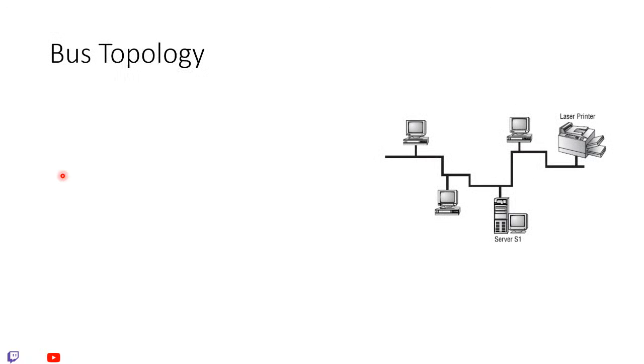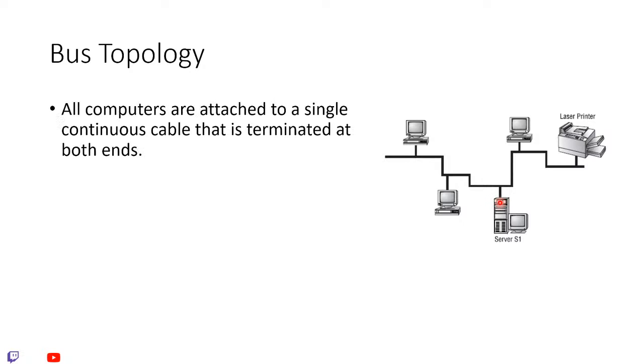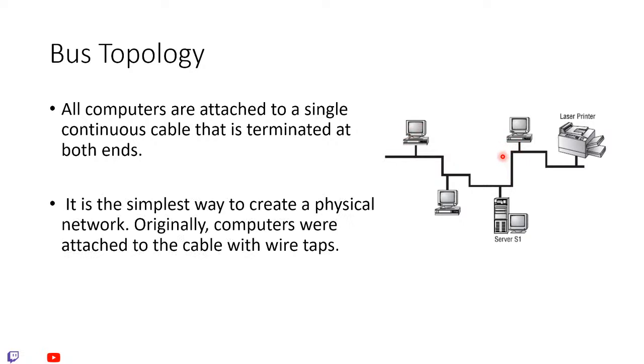So another one is bus topology. So the bus topology has one bidirectional medium. Okay, the laser printer, so this device can access this. Also, this computer can access this server as well. So all computers are attached to a single continuous cable that is terminated at both ends. So this is the continuous cable to which all the computers are attached. It is the simplest way to create a physical network. Originally, computers were attached to the cable with wire taps.